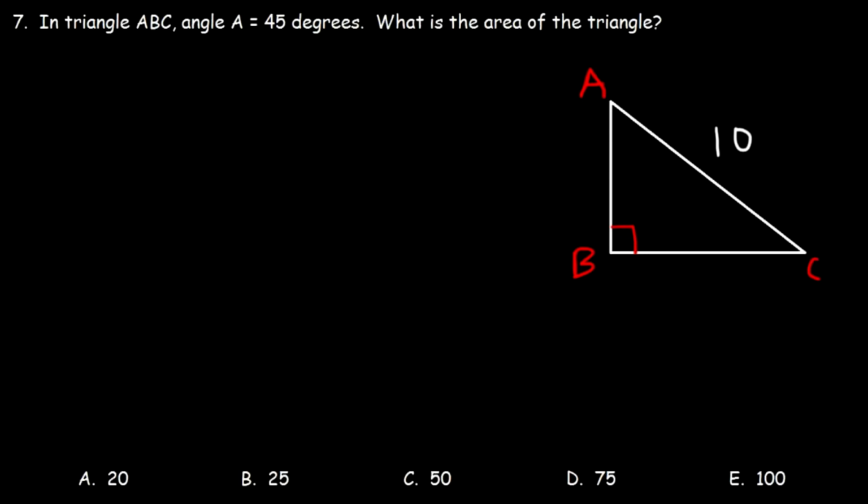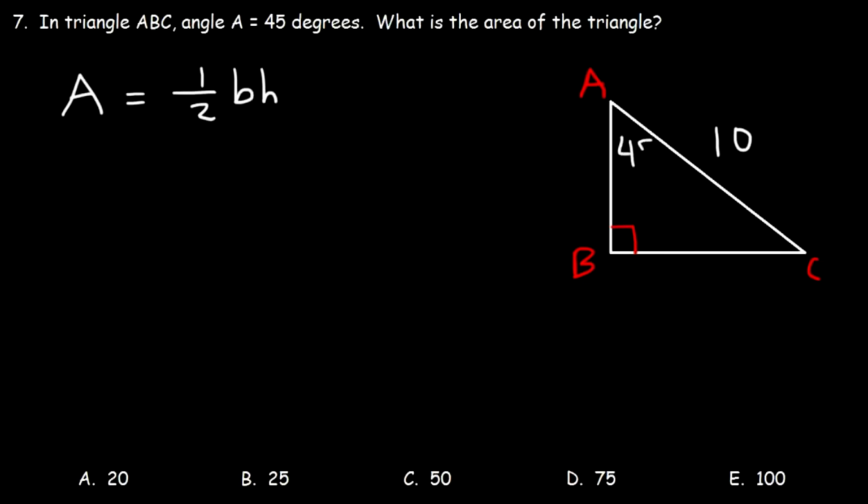Number 7. In triangle ABC, angle A equals 45 degrees. What is the area of the triangle? So first, let's start with the equation. The area of a triangle is 1/2 base times height. So this is the base, this is the height. Therefore, we need to find the lengths of segment AB and BC. If we could do that, then we could find the area of the triangle.